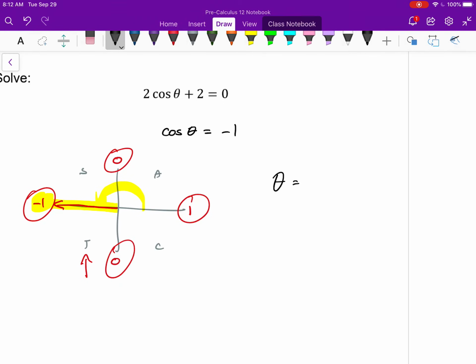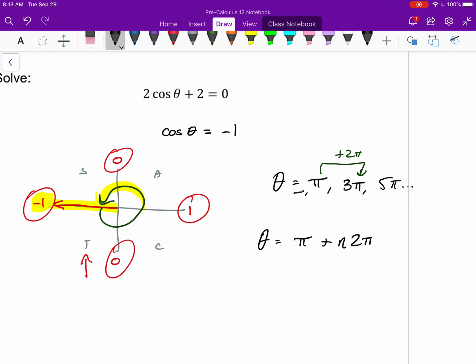I'll say theta equals, that's 180 degrees, but in radians, that's pi. Okay, so that's it. I know there's more. I know there's infinitely more. So where's the next one? Well, I got to go another full rotation to get there. So I got to add another 2 pi. And I can do that as much as I want. If I add 2 pi once, I get 3 pi. Do it again, I get 5 pi, and so on. Plus, I could also subtract 2 pi. I could go less than it. So I can now see my list. So how do I express my answer? Say theta equals pi plus any multiple of 2 pi, where n belongs to the integers.